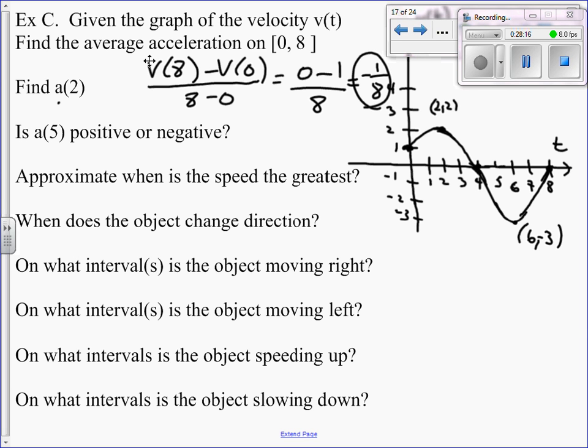What does it look like? I know I'm not the greatest artist here, but what does it look like the slope of the velocity graph is at time 2? 0. Got it? So it's 0.